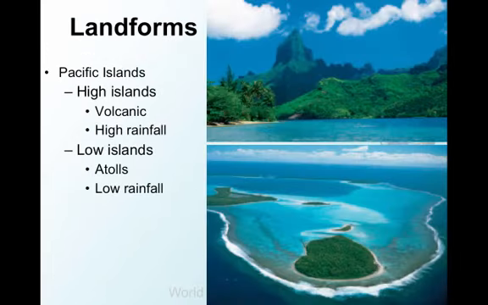Moving on to the landforms of the Pacific Islands. These islands are often, if they're high islands, then they are characterized by volcanic activity and typically have high rainfall due to their tropical location and also the prevalence of rainforests. If they are low islands, then they are what is called an atoll, and they typically have low rainfall.